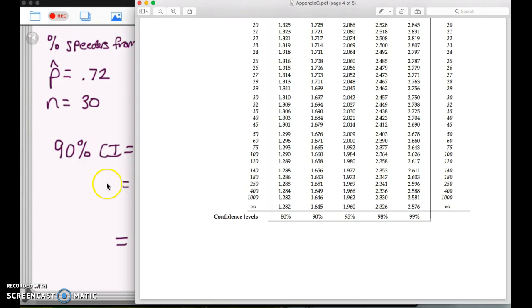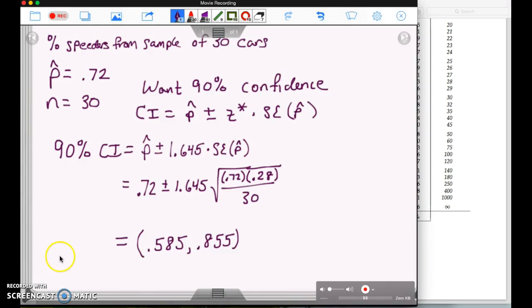So hopefully that presentation helps, and you have a pretty good feeling about confidence intervals.